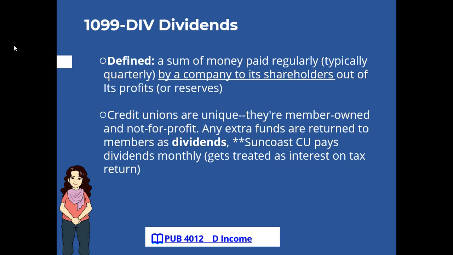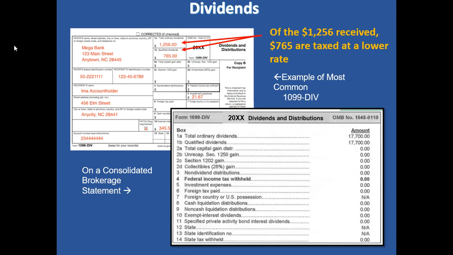But when a credit union pays you with dividends, it goes on the tax form like interest. Even though they call it dividends, it's going to come on an interest statement because they want to confuse everybody. I'm kidding. These are the most common dividend forms you're going to see. Again, they can look different, but these are some of the most common ones.